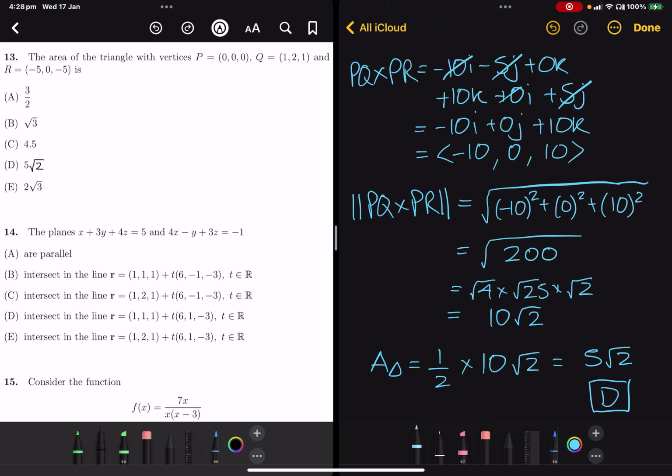So this is one way that you can find the area of triangles where the triangle sides can be thought of in terms of vectors.